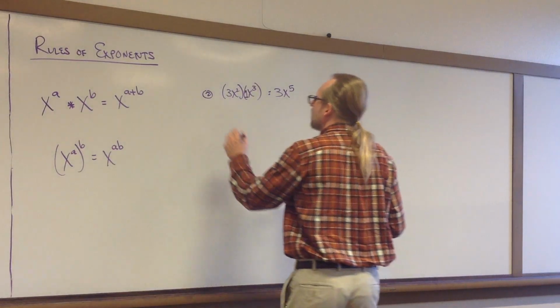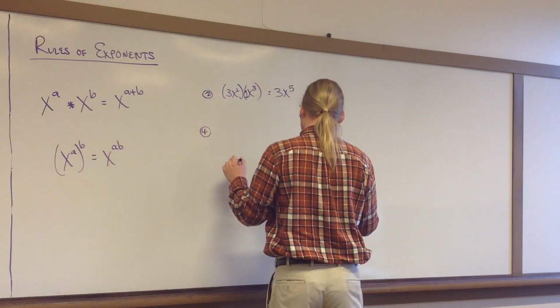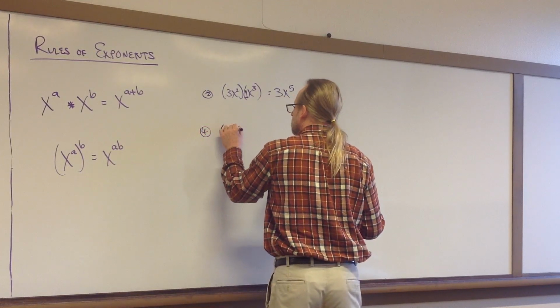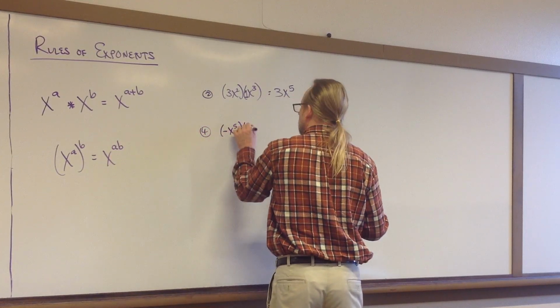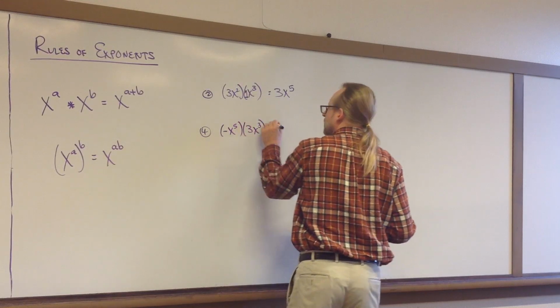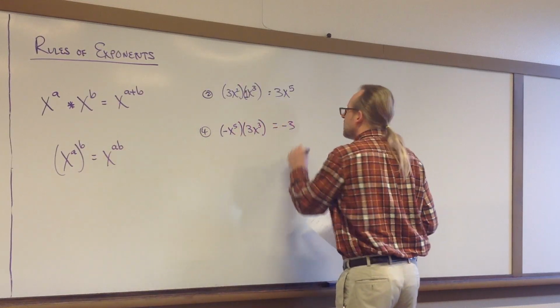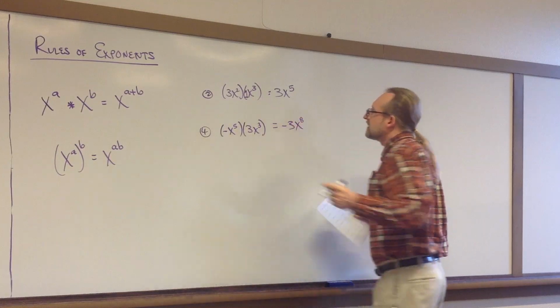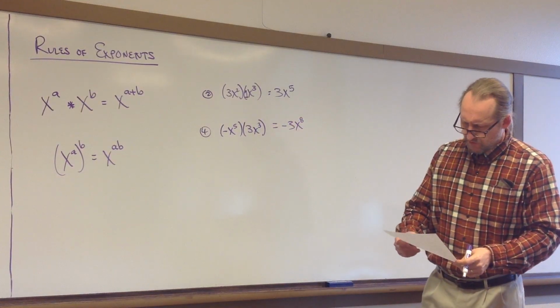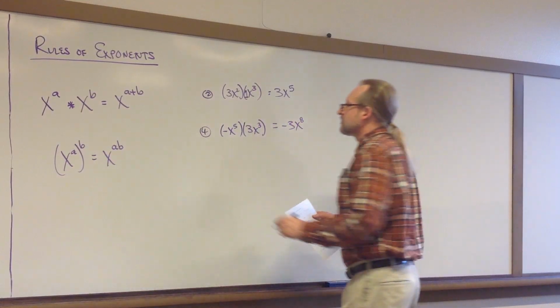All right, let's see here. Problem 4. We've got negative x to the 5th times 3x to the 3rd. So that'll give us negative 3x to the 8th power. Problem 6.